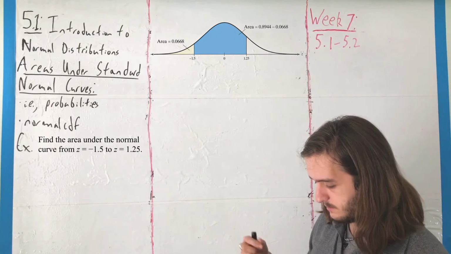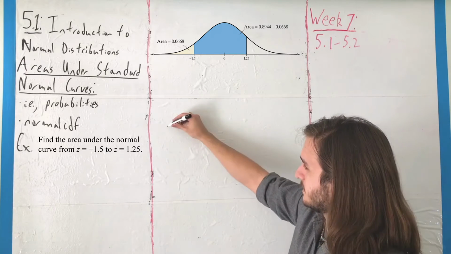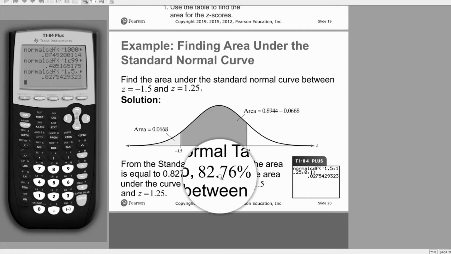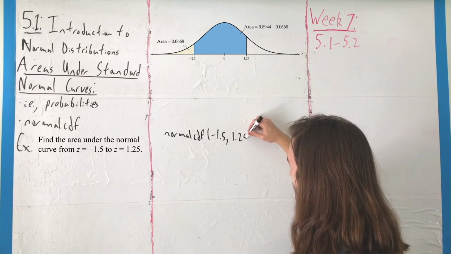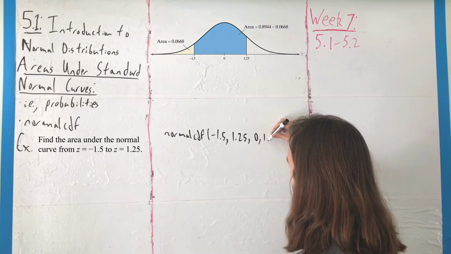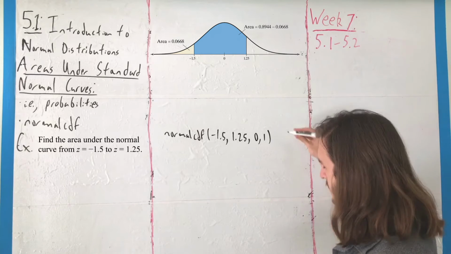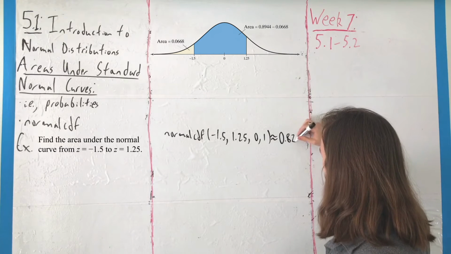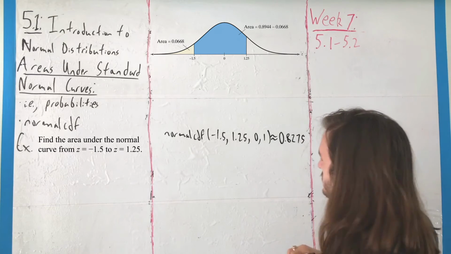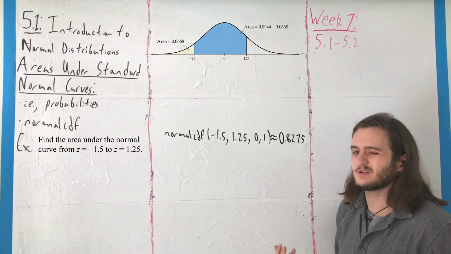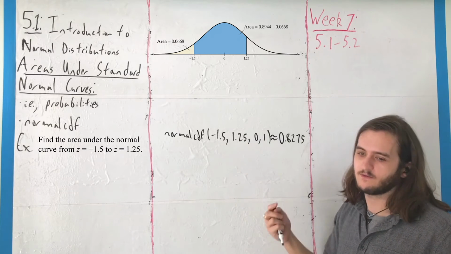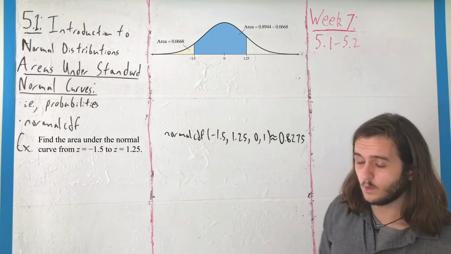And then from there, what we're going to want to do is put it into the calculator, which means running something like the normal CDF computation, this time with a lower boundary of negative 1.5, an upper of 1.25, and then standard mu 0, sigma is 1, to get that our area, or technically speaking, our probability, is about 83%. That is, there's about an 83% chance of getting a z-score between negative 1.5 and positive 1.25.